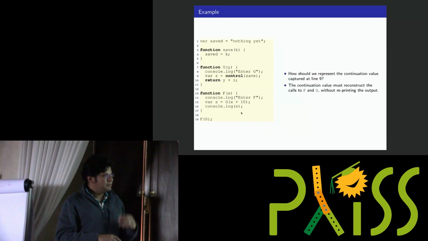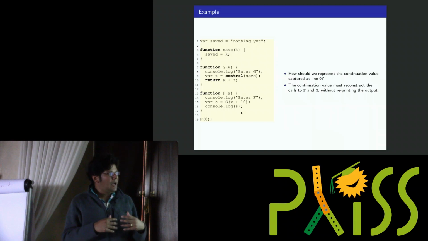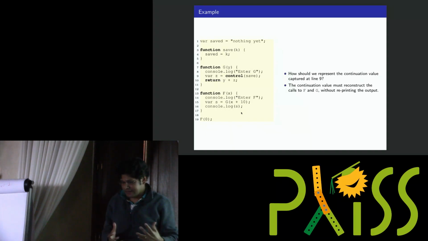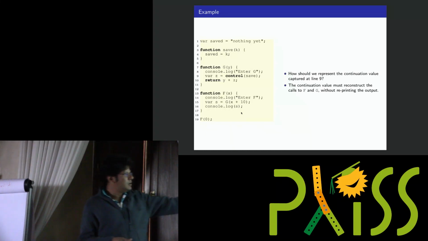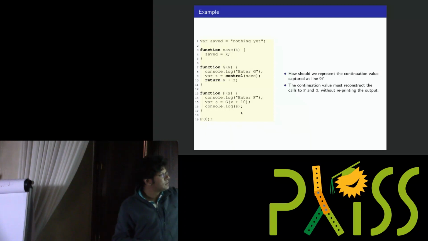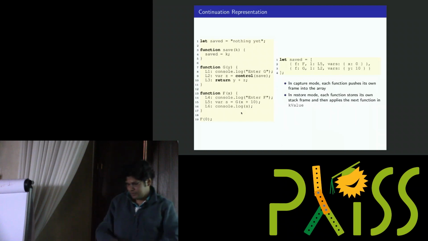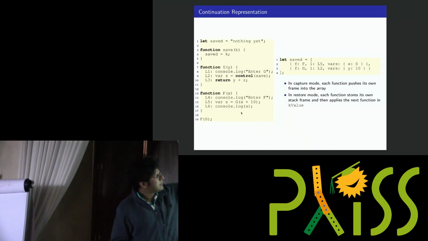Okay, so to introduce this, let's think about how we should represent the continuation value that gets captured here. What is the information that's required? Basically, what we need to be able to do is reconstruct the calls to f and g without printing over the console.log lines that were executed in the past. So here's what we're going to do. I'm just going to write down these labels here. Think of these as abstract line numbers.